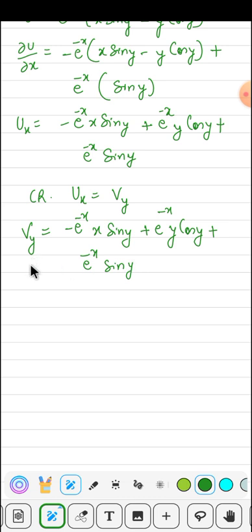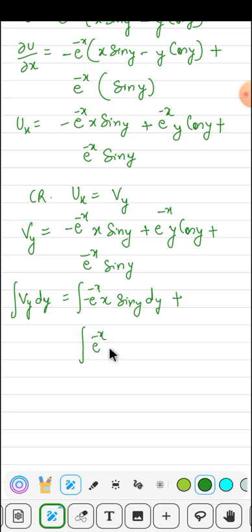Now you can see this V(y) in a differentiation. What is the opposite of differentiation? That is integration. So let us integrate this V(y) with dy. Integration of V(y) dy: minus e^(-x) x sin y dy plus e^(-x) y cos y plus e^(-x), this is also an integration, sin y dy, and here is also dy. Okay.